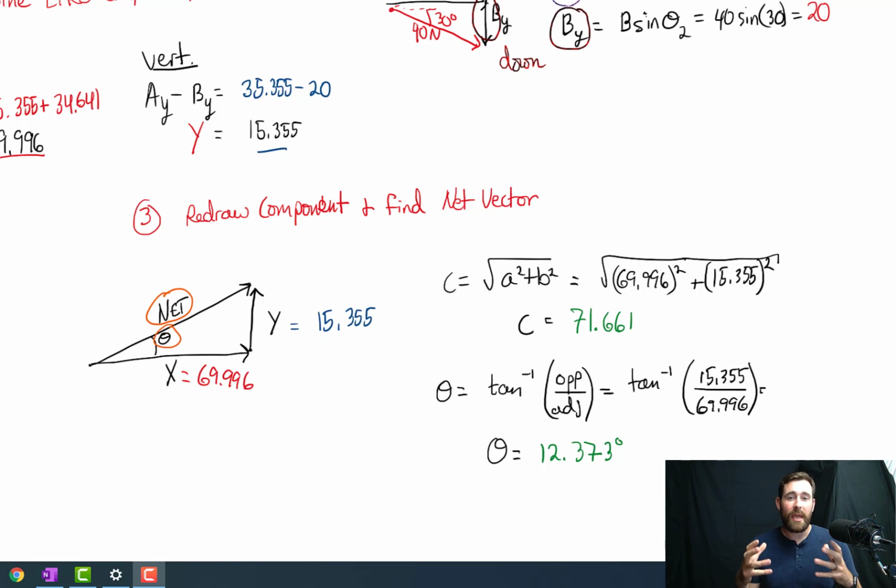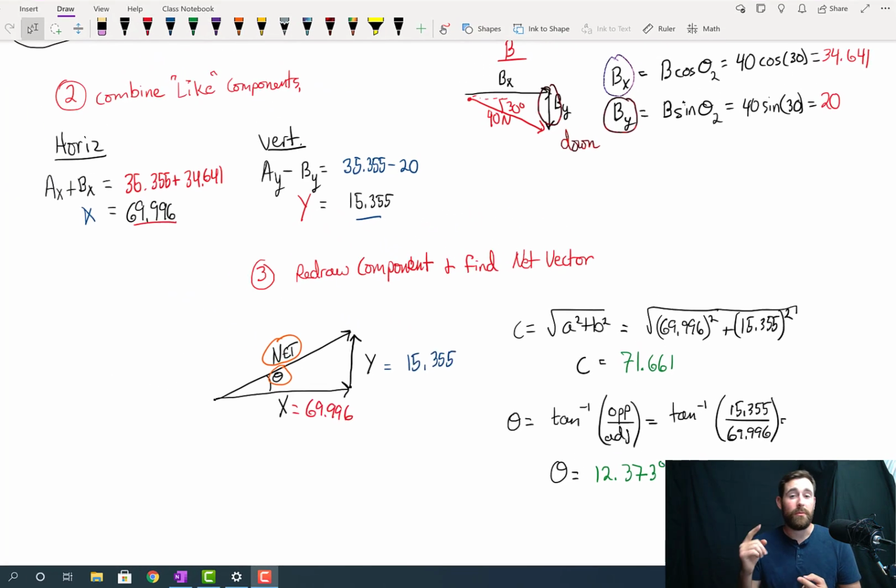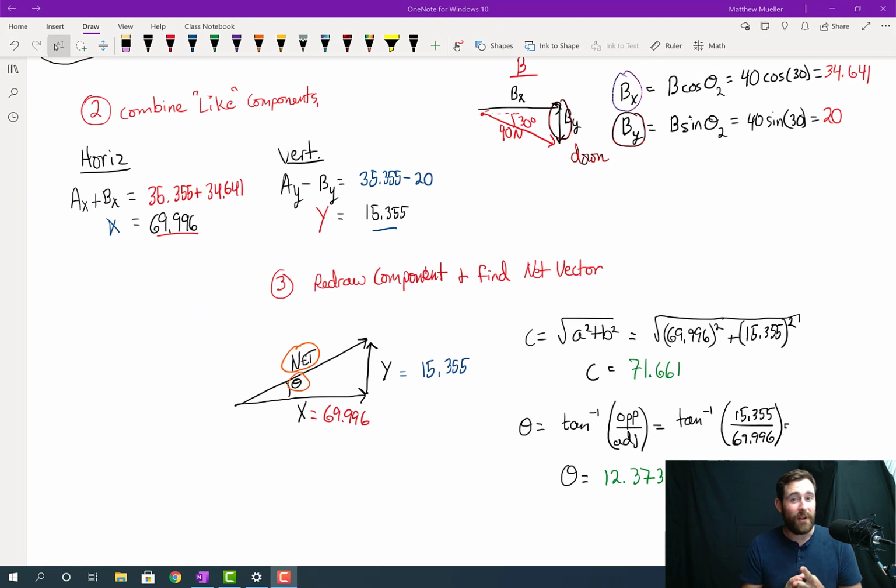And so there we have an example of how we would go through a vector problem with multiple vectors at funny angles where we want to know the resultant vector. Again, to summarize into 3 steps: break them down into components, combine like components, and then redraw components and find the net vector. Hope this video helps.